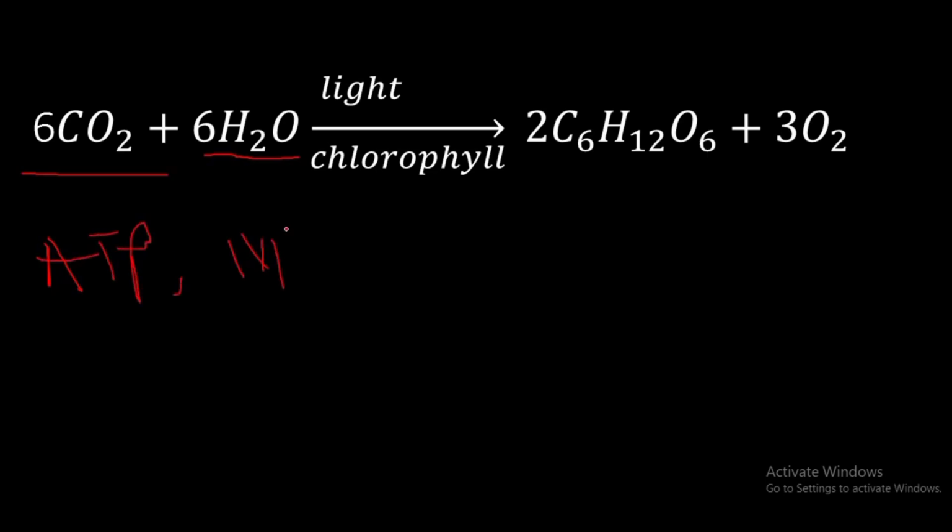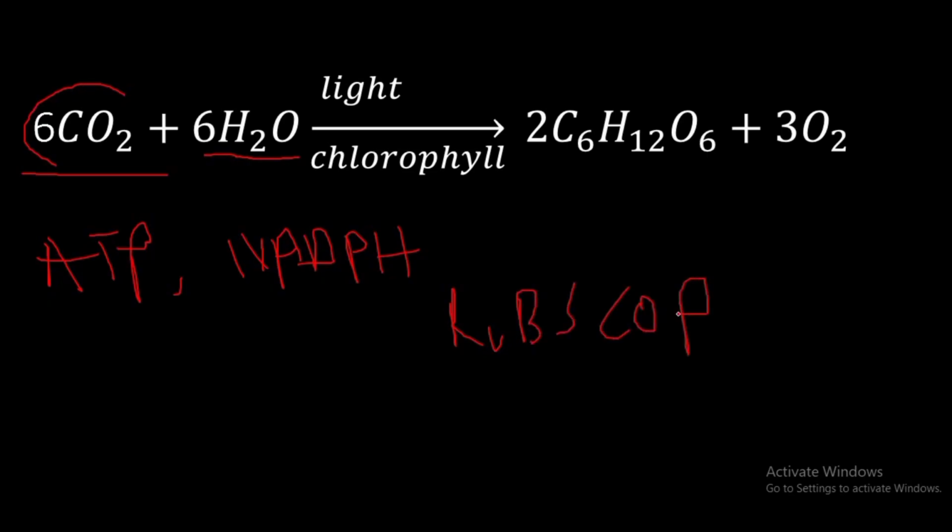Carbon dioxide is fixed during the light-independent, that is the dark stage of photosynthesis, aided by a certain enzyme known as rubisco, ribulose bisphosphate carboxylase enzyme. So, thank you for watching.